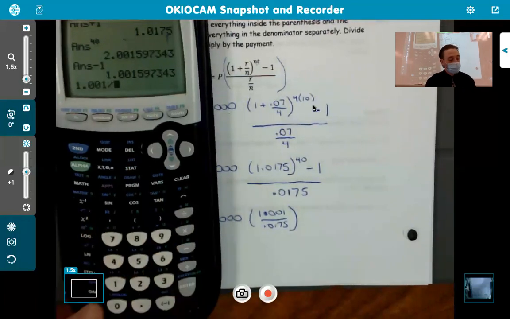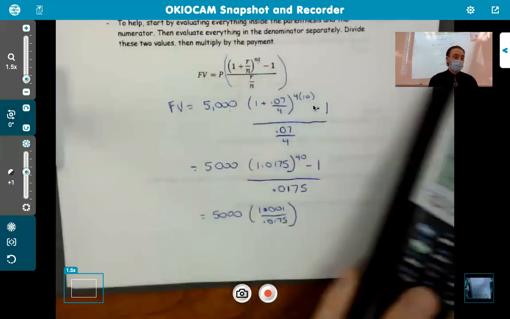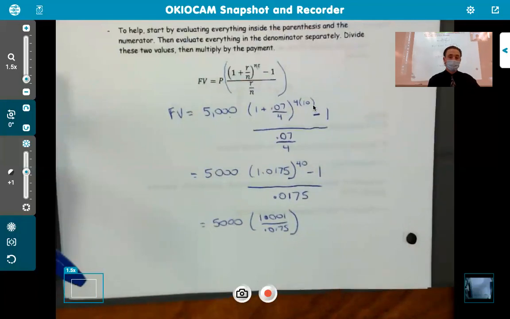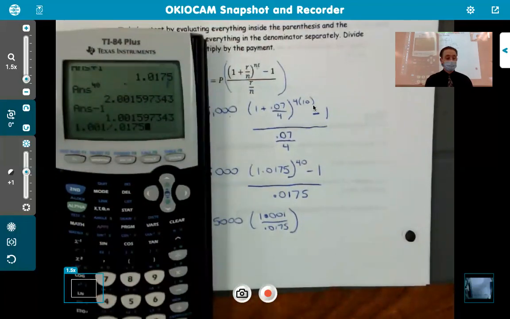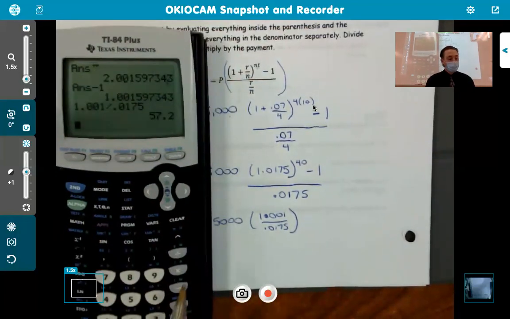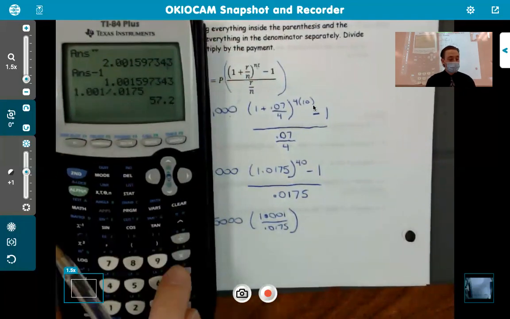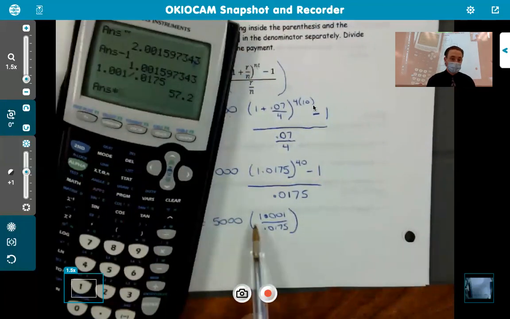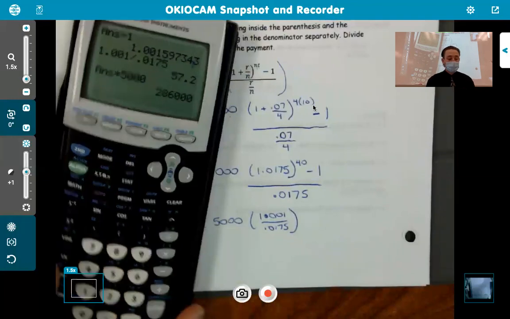1.001 divided by 0.0175. Before I do this, I just want to make sure, does anybody have any questions up until this point? I know I'm kind of moving through this a little bit quicker. Everybody good? Gives me 57.2. And when I do 57.2, so that's what came out of this, times 5,000, I get $286,000.